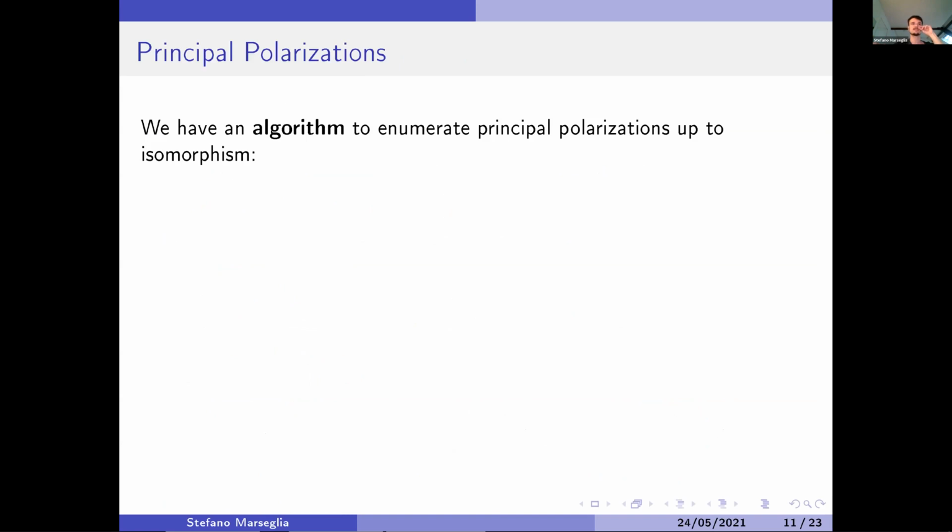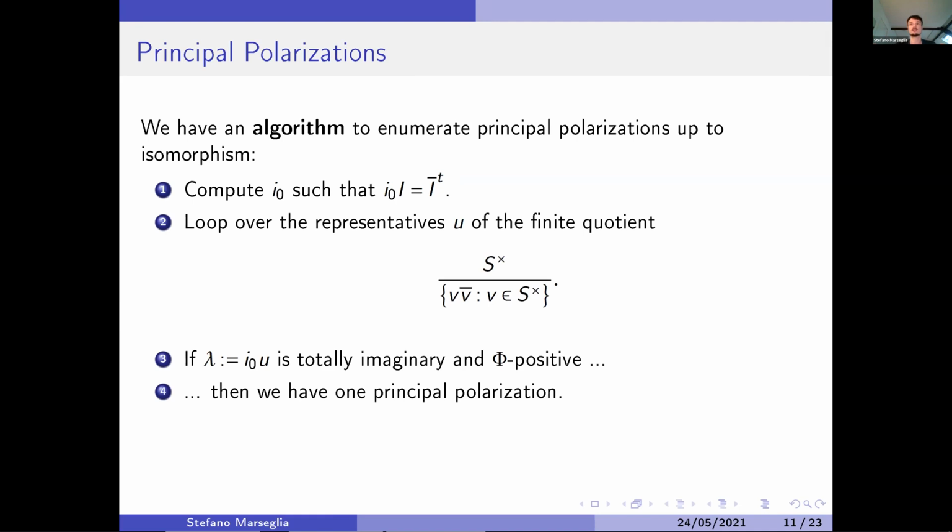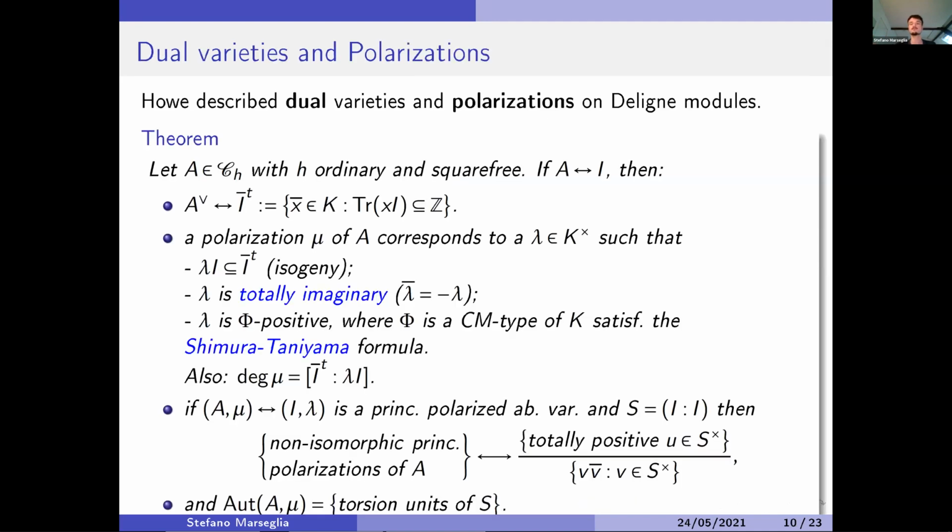All right, so let's just write this idea into an algorithm. So we have an algorithm to enumerate principal polarizations up to isomorphism, and this goes as follows. First you compute any isomorphism between the fractional ideal and its dual. If this element doesn't exist, then the Abelian variety is not self-dual, so it cannot be principally polarized. We can just ignore it. Then we loop over all the representatives of the finite quotient of units, modulo these units of the form u u bar. So we take u to be a unit inside, and we work over a coset of this finite quotient. And we construct the element lambda equals lambda zero times u. If this element is totally imaginary and Phi-positive, then we found one principal polarization. And by the bijection that we've seen in the previous slides, then we have all principal polarizations up to isomorphism.